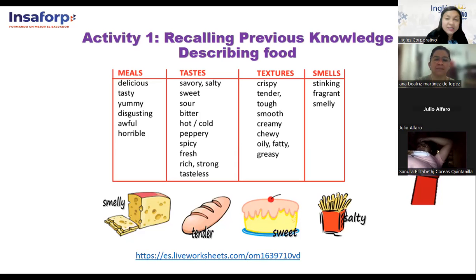Okay, for smells, it smells stinky, for example, in a negative sense, right? Fragrant, positive, or smelly. It's kind of positive, negative, smelly. Could be good. For example, when you fry fish, the fish is smelly, right? And we can see here some foods that are smelly, like the cheese. The cheese is smelly. You can smell the cheese. The bread can be tender, right? When the bread is fresh, it's tender, and soft. Or the cake is sweet and the French fries are salty.